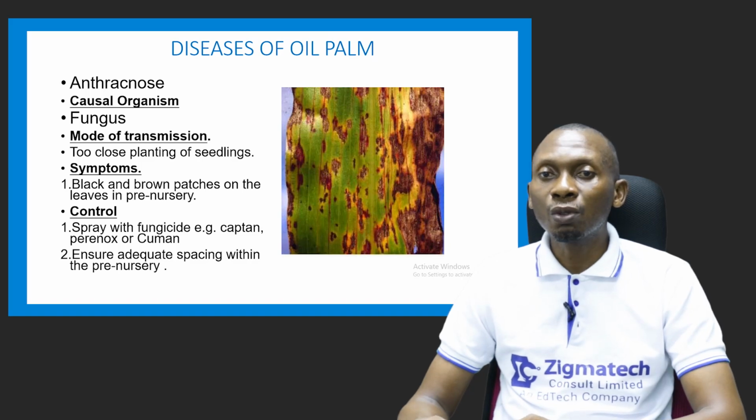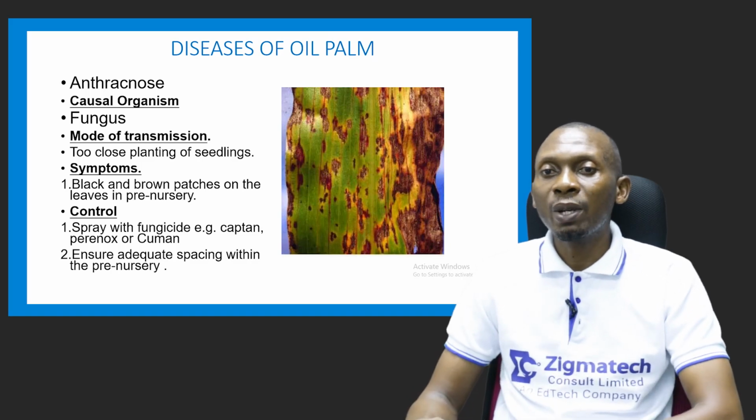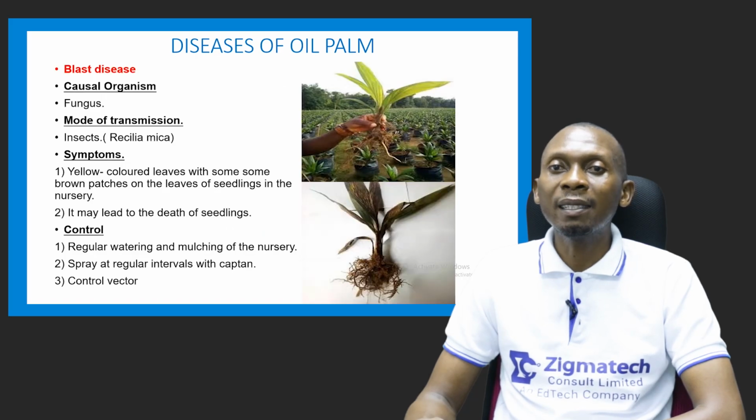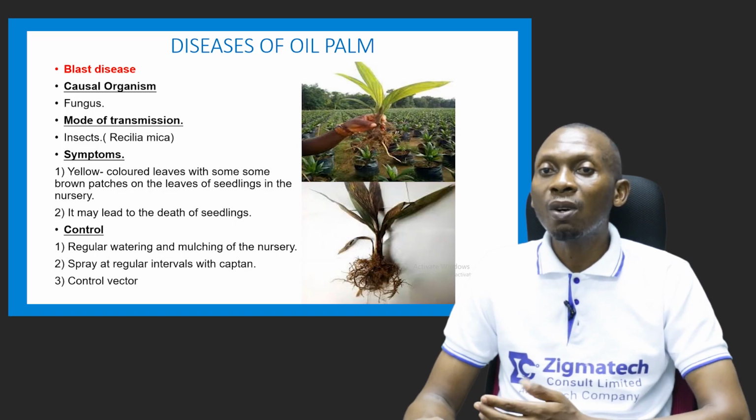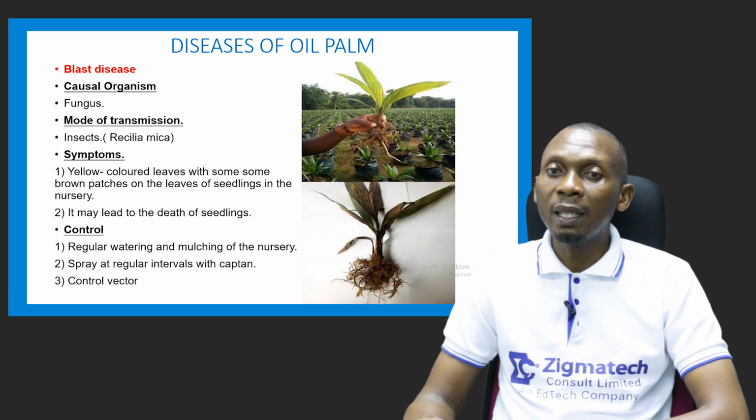And how is it controlled? By spraying fungicides, Captan, Peronox, or Kumulus. And we should also ensure adequate spacing within the pre-nursery. You have blast disease. It's a fungal disease spread by insects, Zonocerus variegatus. And the symptoms here are yellow colored leaves with some brown patches on the leaves of the seedlings in the nursery, and it may lead to death of the seedlings.